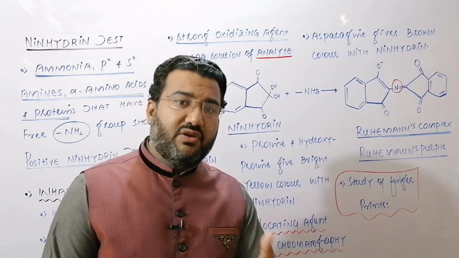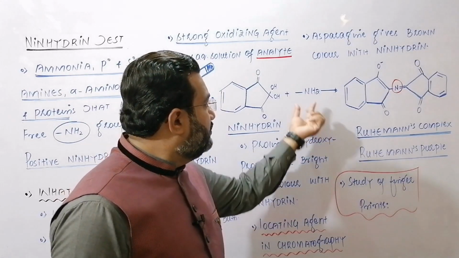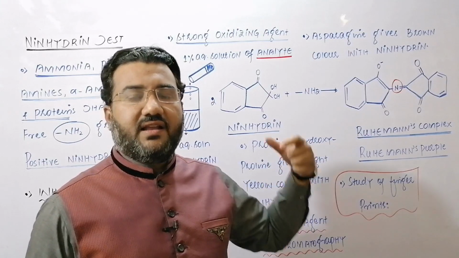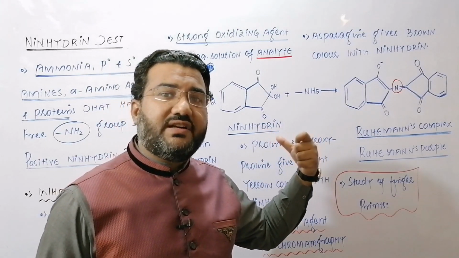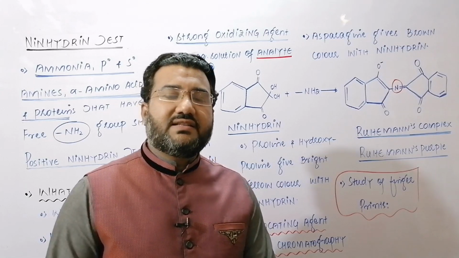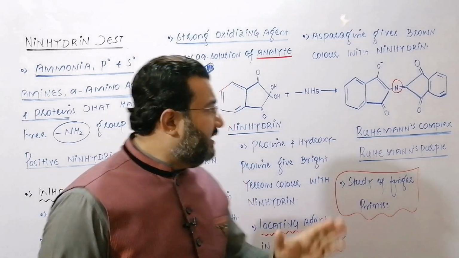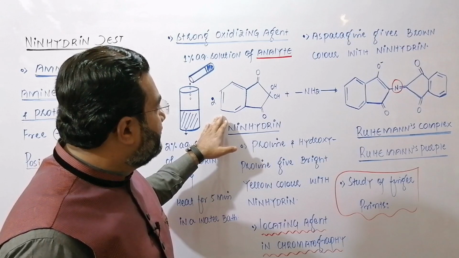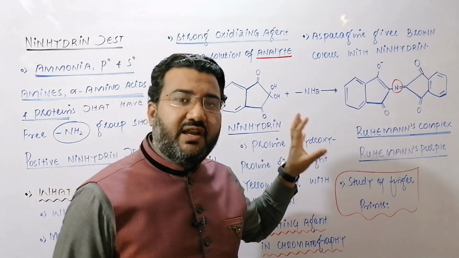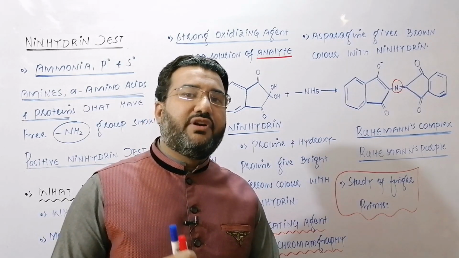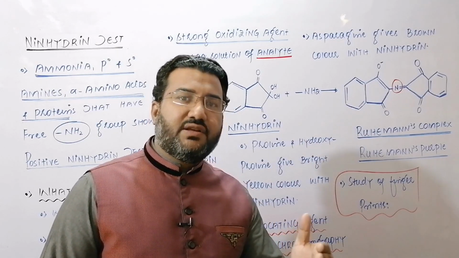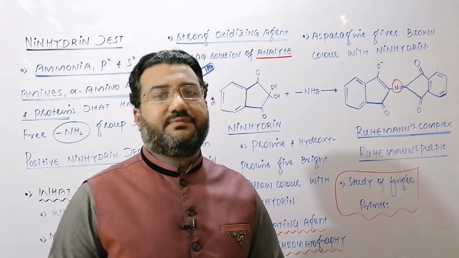If it is an amino acid, then the NH2 group of the amino acid will be removed. And this ninhydrin will cause oxidative deamination of the amino acid molecule. As a result, it will be self-reduced because it is acting as an oxidizing agent. So the ninhydrin molecule will be self-reduced and it will produce ammonia, CO2 and aldehyde.